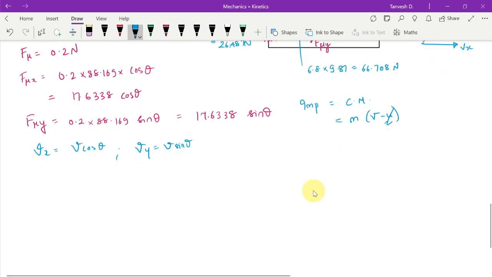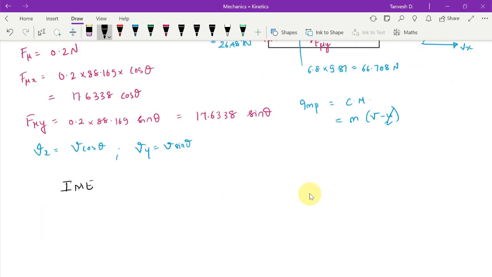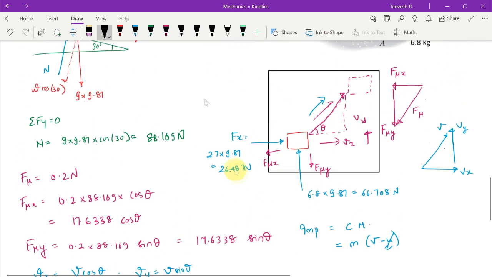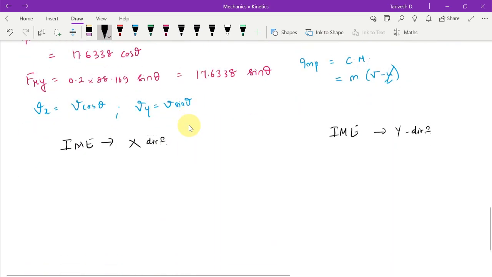Now what I'll be doing is writing the impulse momentum equation along the x direction, and I'll also write the impulse momentum equation along the y direction. Along the x direction, what are the forces that are acting now? We have this Fx and we have this F mu x, right? These are the forces that are acting along the x direction.